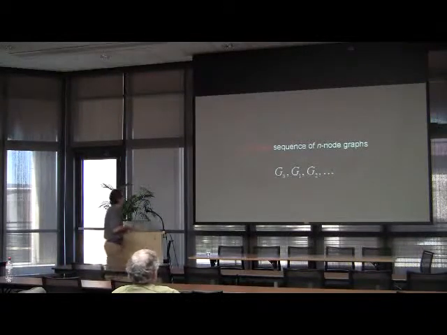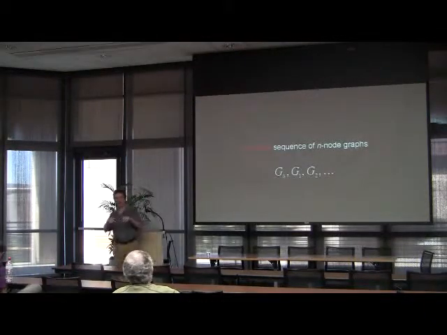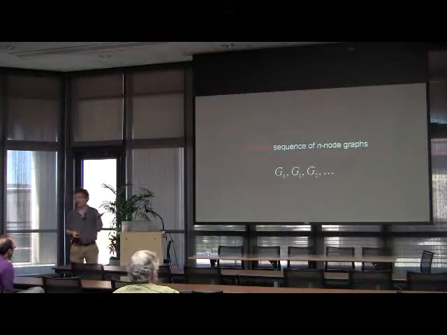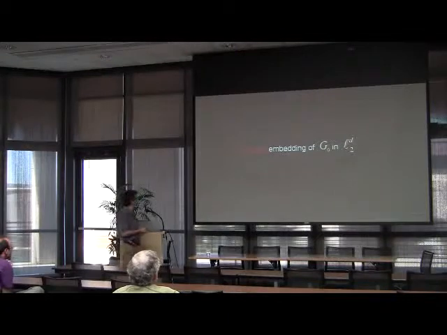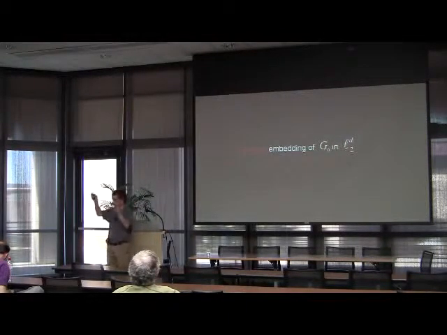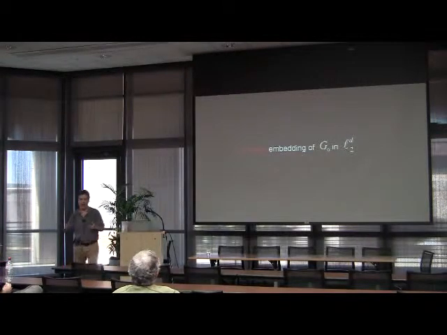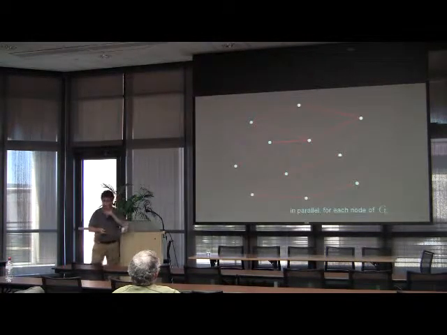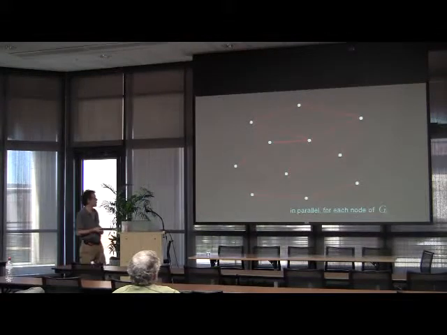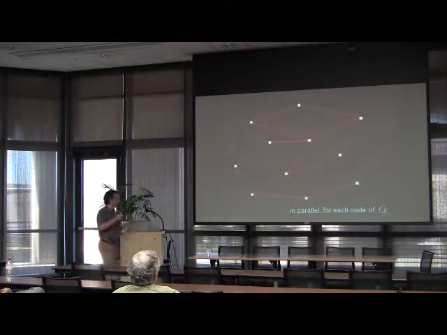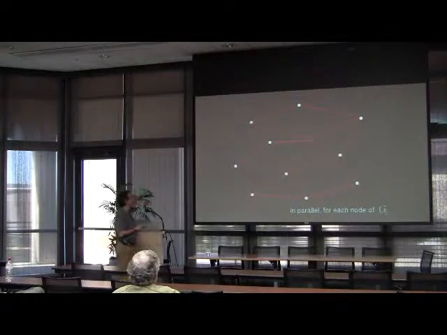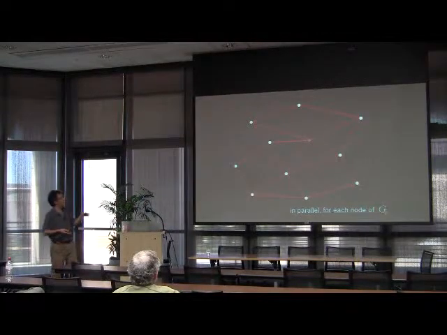So you have an arbitrary sequence of n graph nodes. It's infinite. These are undirected. And there's an arbitrary embedding of the first one. So the first graph is embedded in some space, some metric space. And it's arbitrary. And now here's what I do. In parallel, I take each node like this one. So I take one, but I take all of them in parallel. But I will explain to you what I do on one, and then you can picture what I do. And here's what I do.